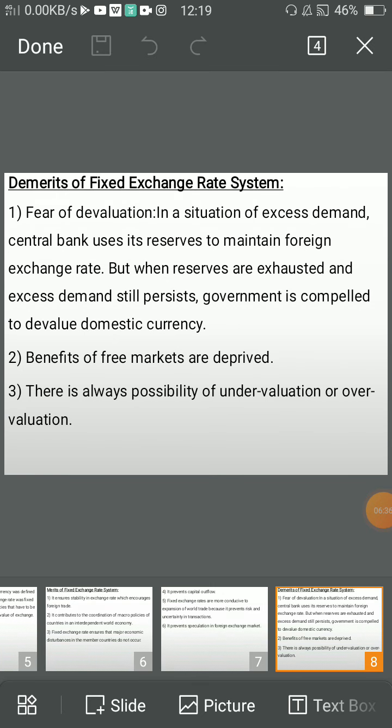Demerits of fixed exchange rate system. Fear of devaluation. In a situation of excess demand, the central bank uses its reserves to maintain the foreign exchange rate. But when reserves are exhausted and excess demand still persists, the government is compelled to devalue the domestic currency. Devaluation means an official lowering of the value of a country's currency within a fixed exchange rate system, in which a monetary authority formally sets a lower exchange rate of the national currency in relation to a foreign reference.